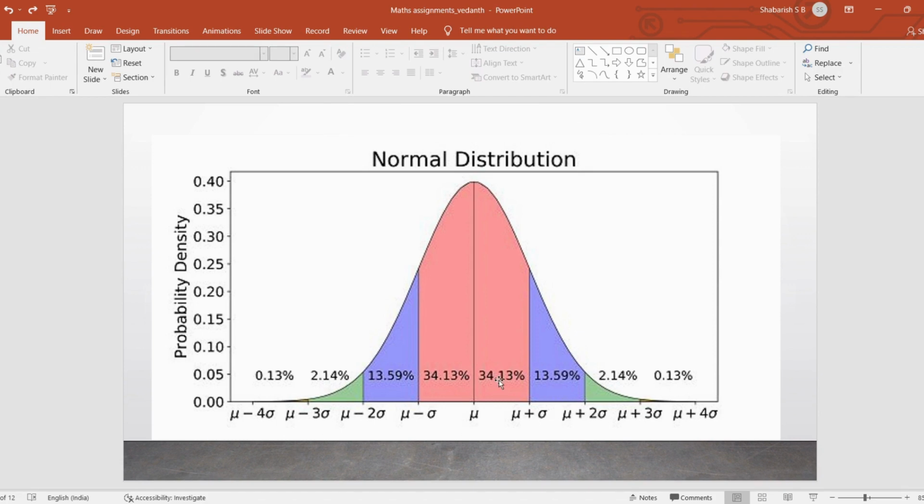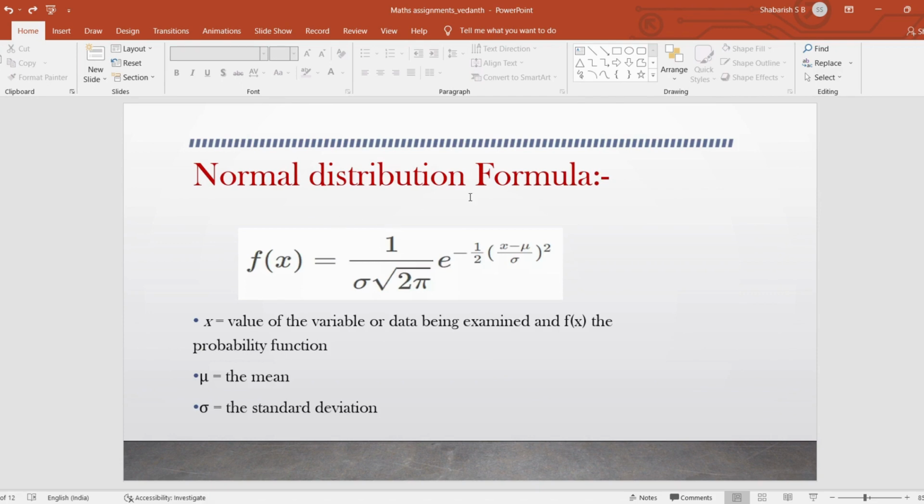Moving on to the formula, this is the formula for normal distribution. f(x) stands for the probability function. x is the value of the variable or data being examined. Sigma stands for standard deviation and mu is the mean.